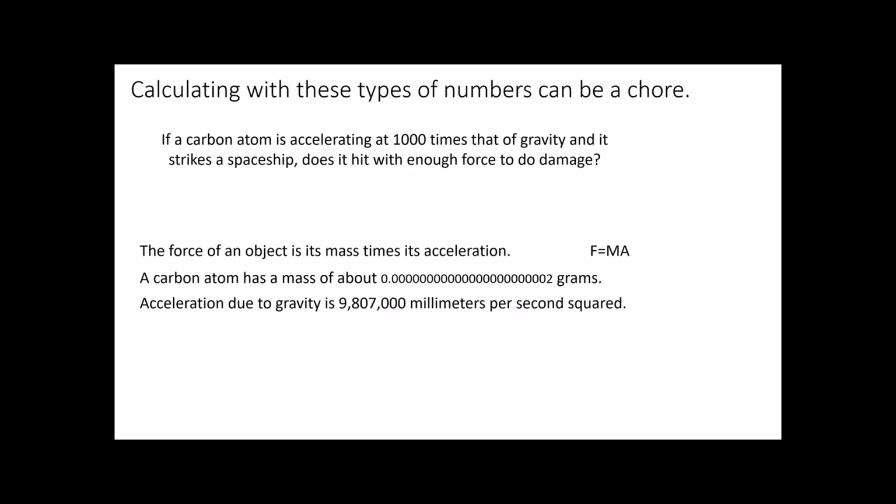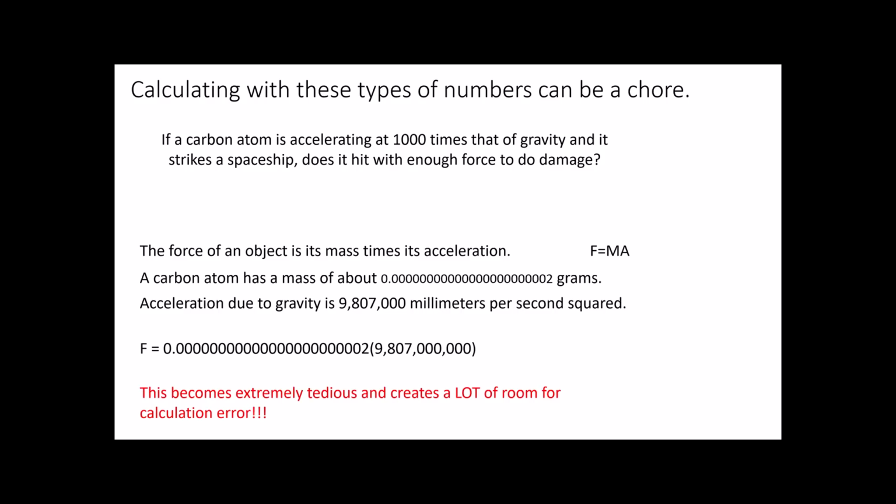Well, if a carbon atom has a mass of about that number we read earlier that I'm not going to reread, and we know that acceleration due to gravity is 9,807,000 millimeters per second squared, well, then we would have to calculate that out by multiplying those together. And don't forget, we had to multiply by that extra 1,000 because we're doing 1,000 times the acceleration of gravity.